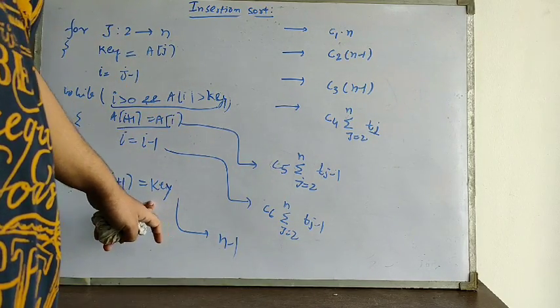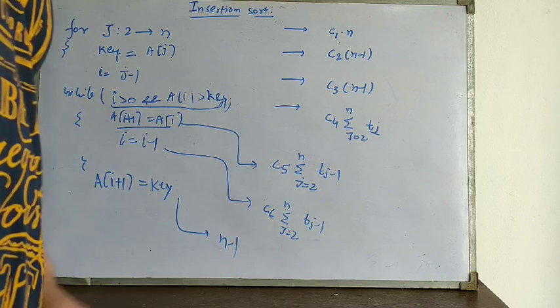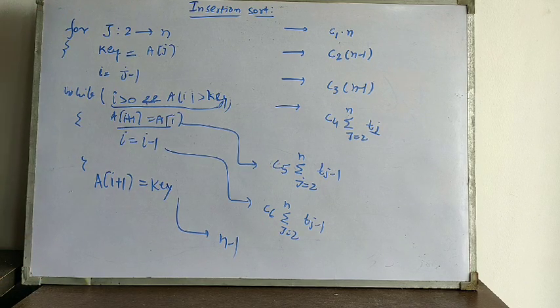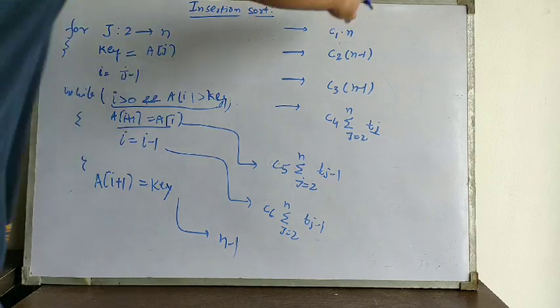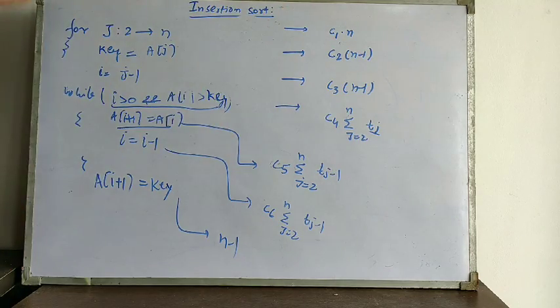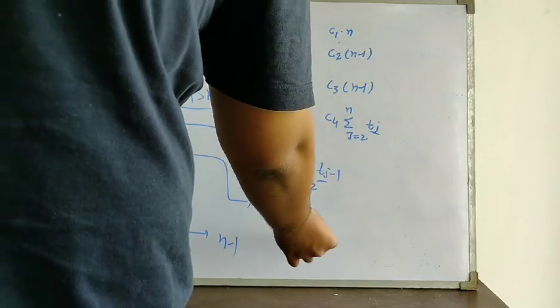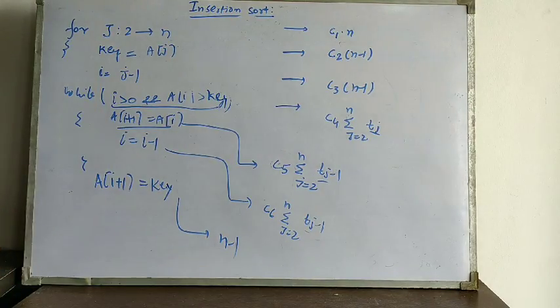Similarly, this statement is outside the loop, and this will execute n minus 1 because this is inside the outer loop. Now to calculate the complexity of this insertion sort, we need to sum all these up. And remember, these Tj will decide the worst case, best case, and average case time complexity.